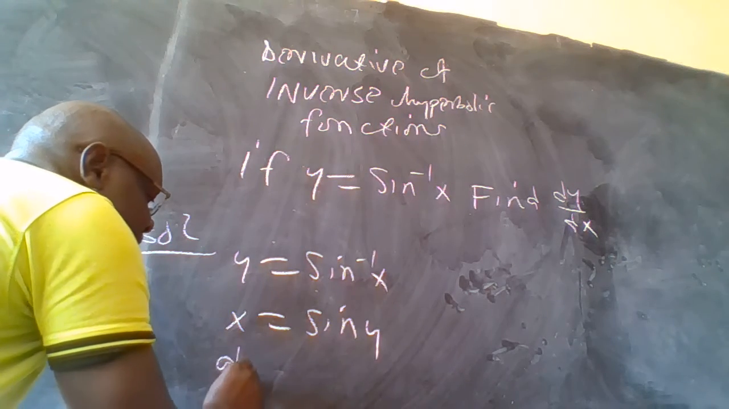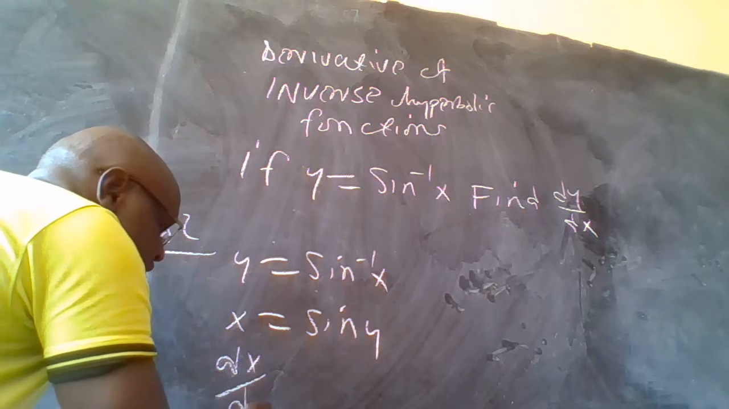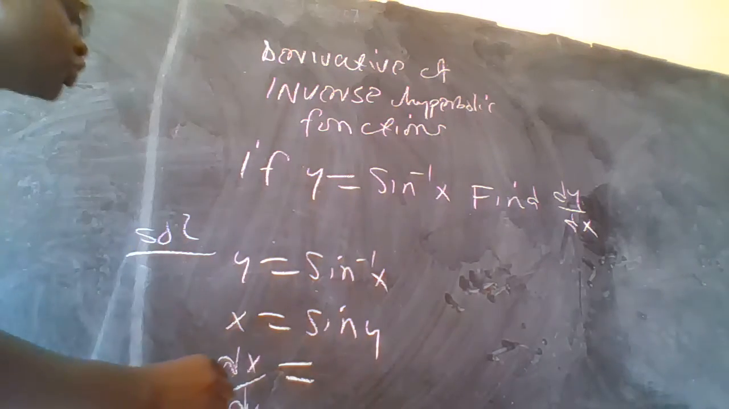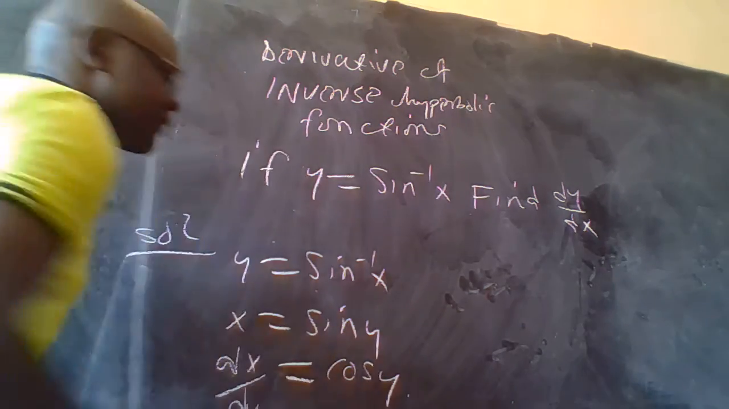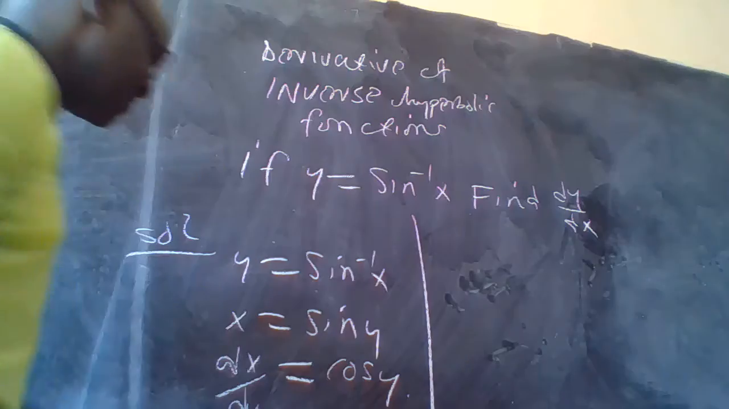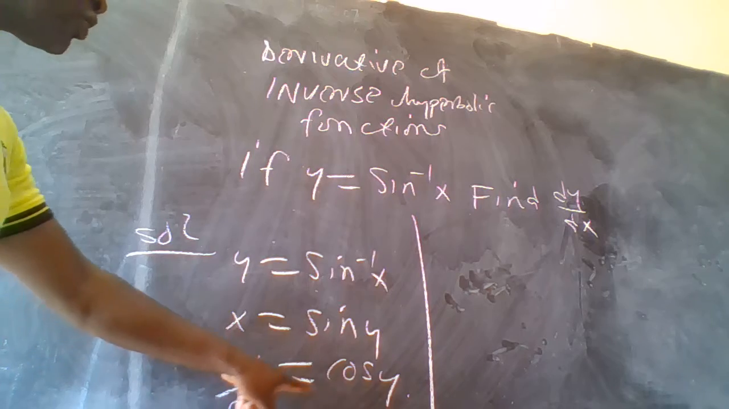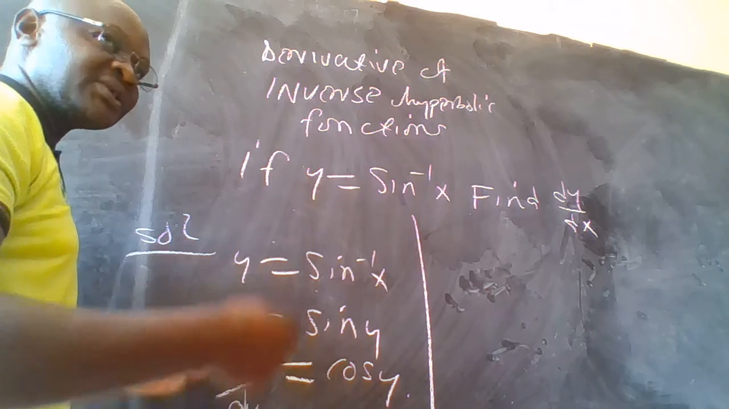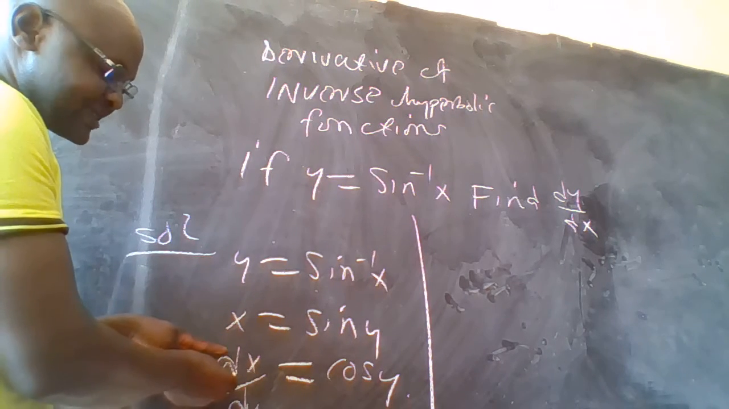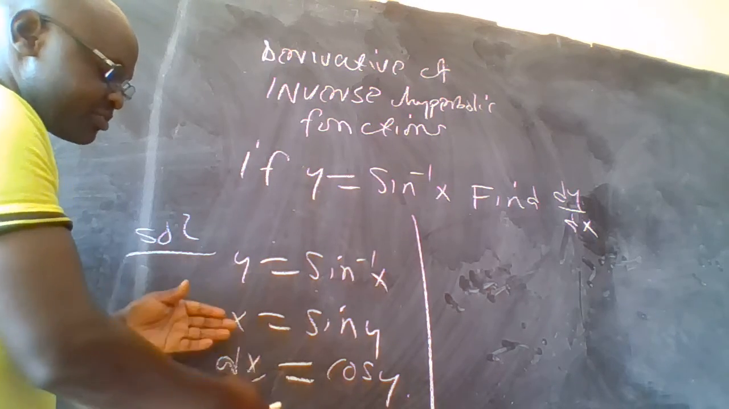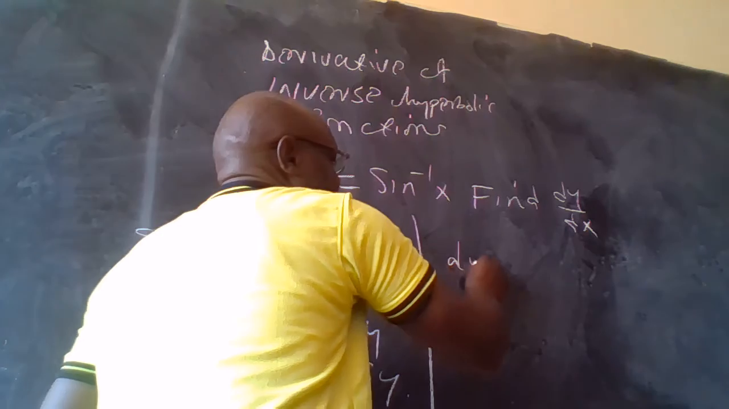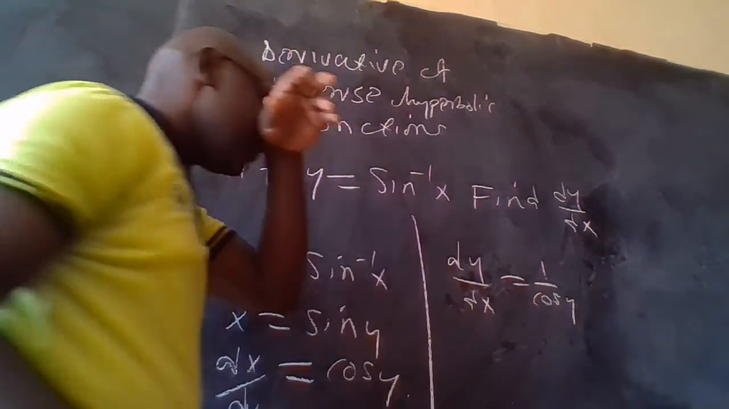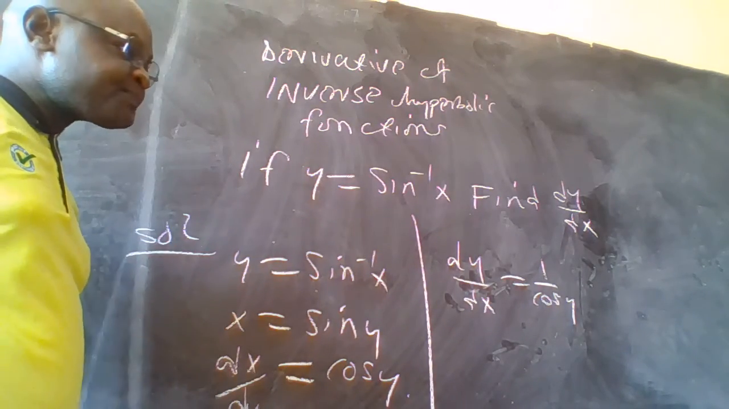So we get dx/dy, and it is equal to cosh y. So this is dx/dy equals cosh y. But again, when we are getting the derivative, it's always changing y over changing x, but this one is changing x over changing y. Therefore, we get the reciprocal of this, which will be dy/dx, and it will be equal to 1 over cosh y.